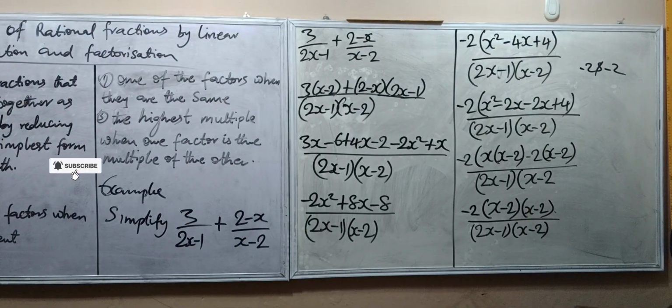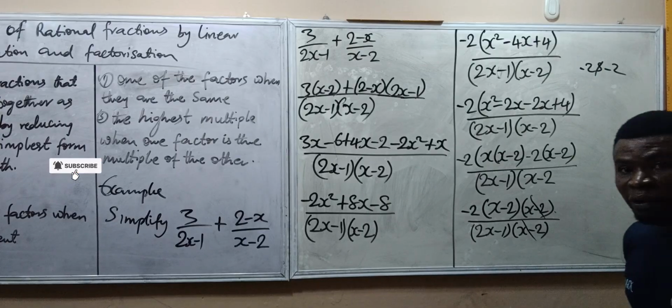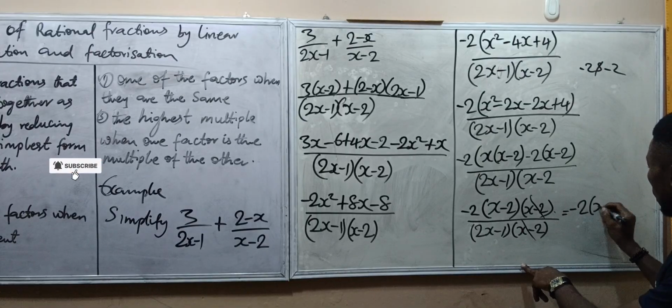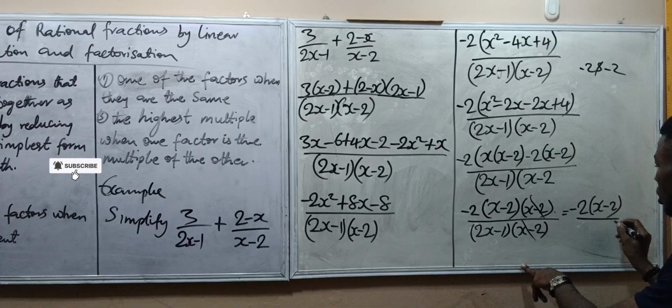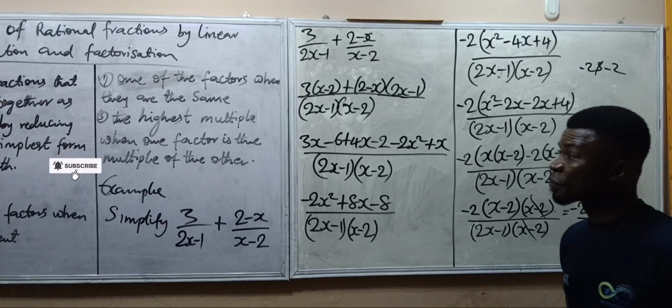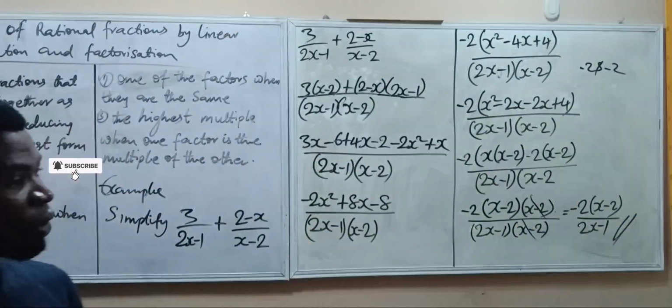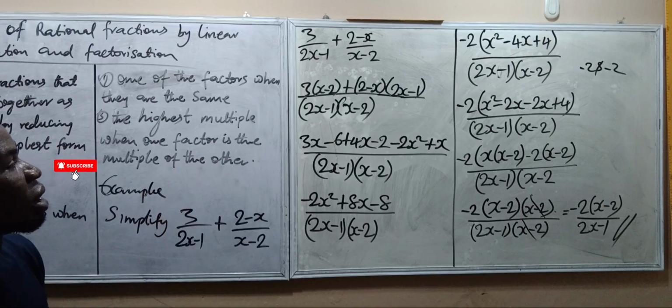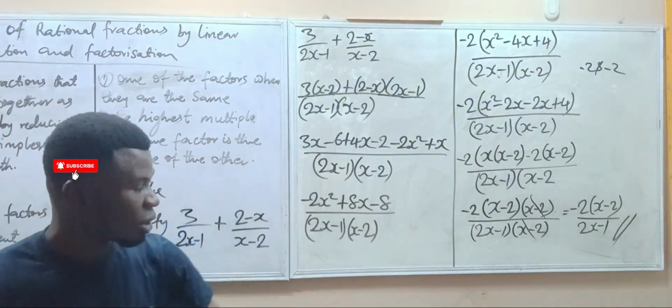And from here, what do you notice? Notice that this x minus 2, we cancel one x minus 2. And finally, we have that this is equal to minus 2 into x minus 2 all over 2x minus 1. And this is the final answer. So this is one of the questions, which of course we used the first method of looking for the LCM. That means when the denominators are different, we take the product of the denominators. That is the one we used to solve this one.